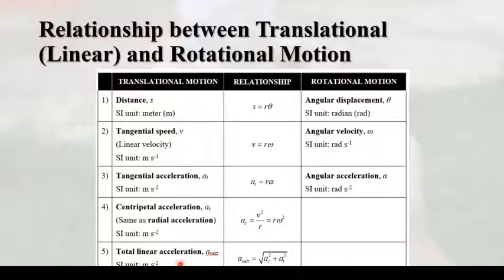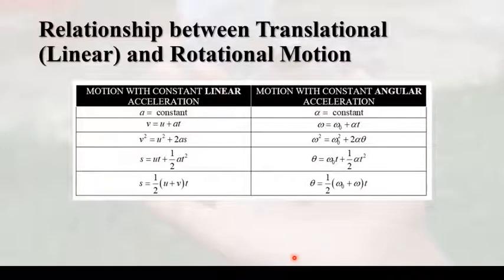In order to calculate the total linear acceleration, or we can call it net acceleration, or resultant acceleration as well, you have to use the resultant vector equation. So a_net equals the square root of a_c squared plus a_t squared. That is how you calculate the resultant vector, because you have one on the x component and one on the y component. Okay, so far, any questions? No questions? Good.